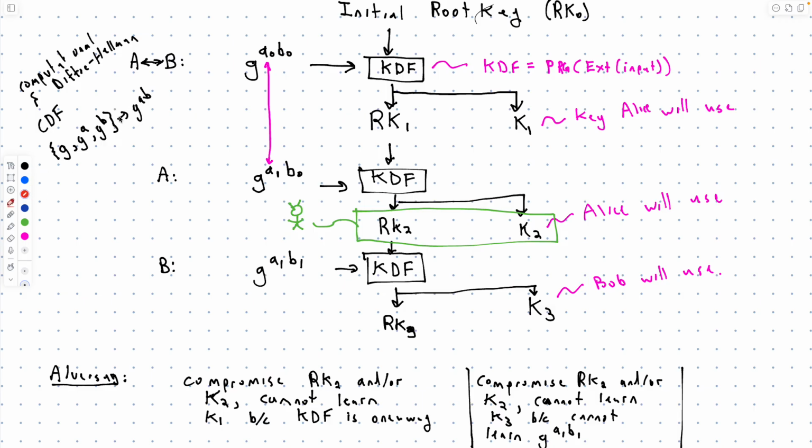But Alice and Bob themselves can. Alice knows a and Bob knows b. So Alice and Bob can compute g^(ab), right? Because Alice will take g^b and raise it to a, and Bob will take g^a and raise it to the b. So both Alice and Bob can compute g^(ab), but no one else on the planet. Even if they see everything that Alice and Bob are talking about, they can't compute g^(ab). Does that make sense?